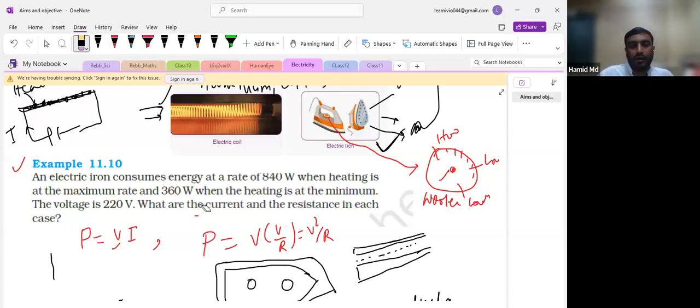First solve the first part. Okay. First solve the first part and then discuss, then move to the next part.